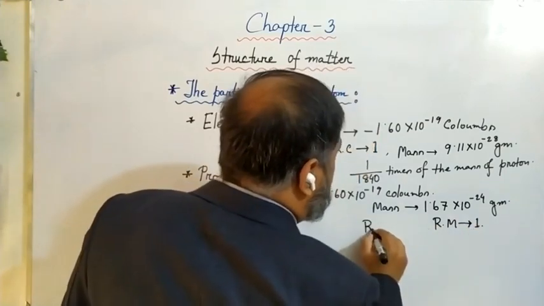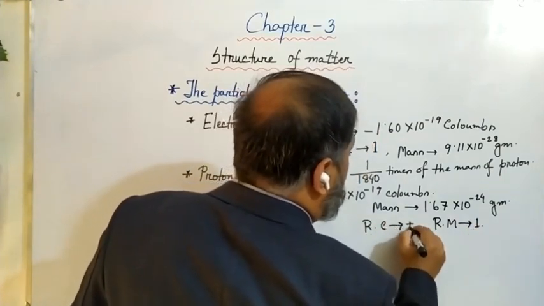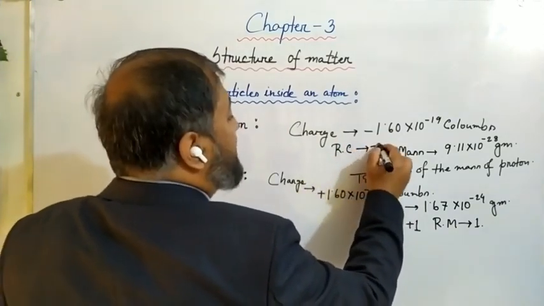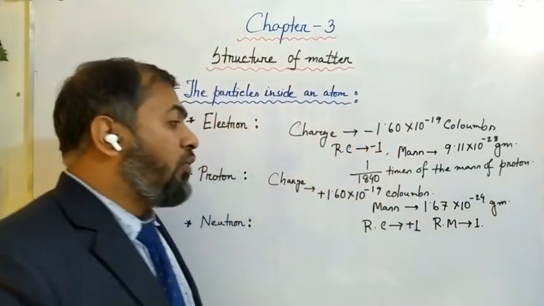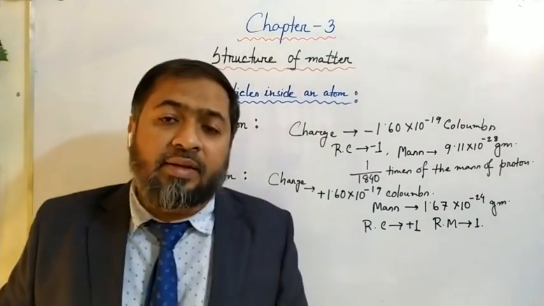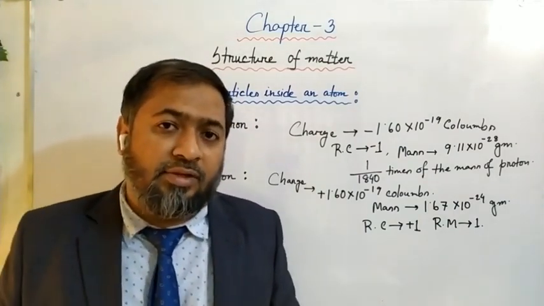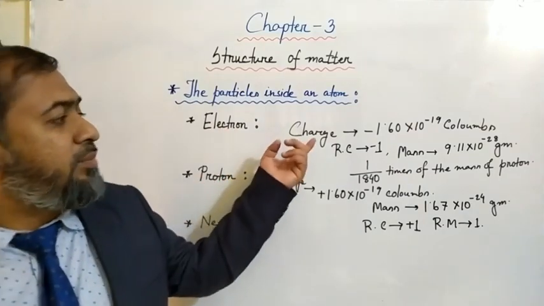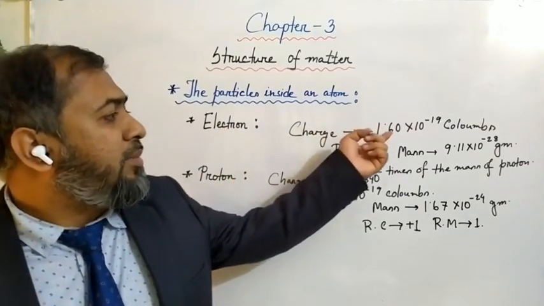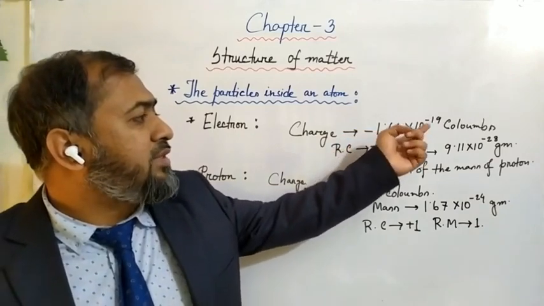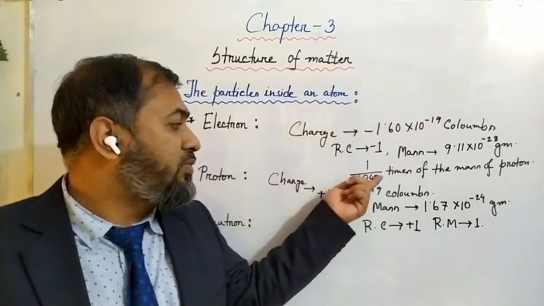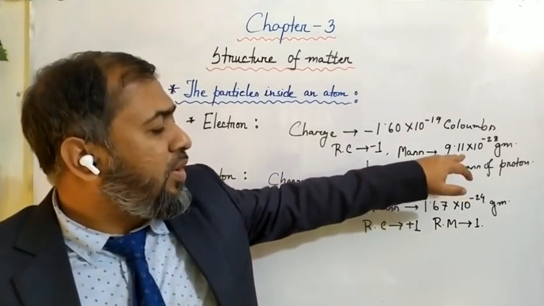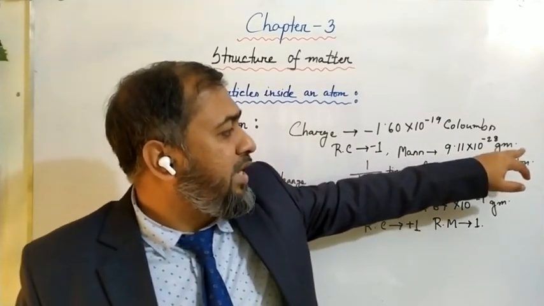and the relative charge of proton is also considered plus 1, where the relative charge of electron is considered minus 1. So we can find out the two permanent particles of atoms, where we get electron and proton, where the charge of electron is minus 1.60 into 10 to the minus 19 coulomb, which is considered as minus 1, and the mass is very low, which is 9.11 into 10 to the minus 28 gram.